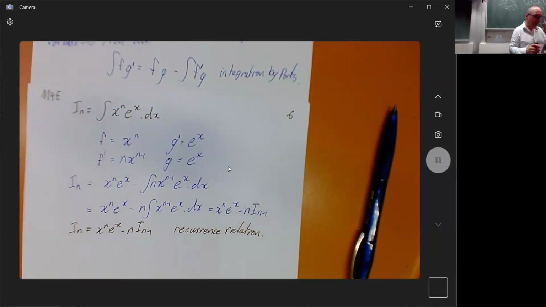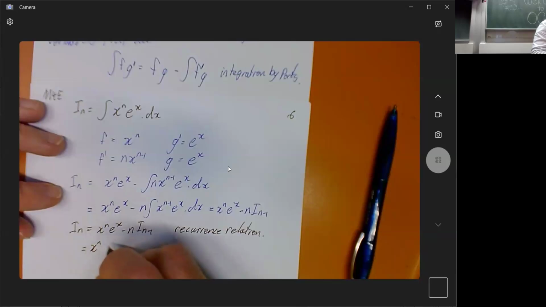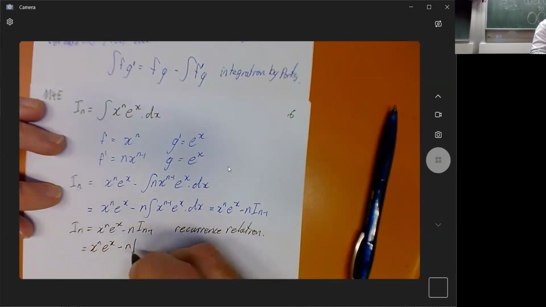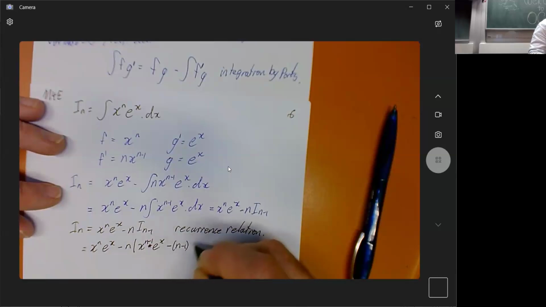I don't know that Yaping wants you to go that far. If you haven't seen it before, maybe not. But if I wanted to, and you know this is a thing, I could do this. I could go x to the n, e to the x minus n, and then this could be x to the n minus 1, e to the x minus n minus 1, I of n minus 2.